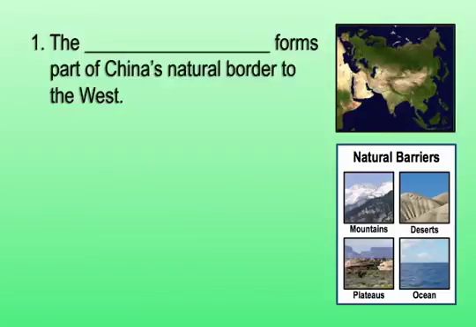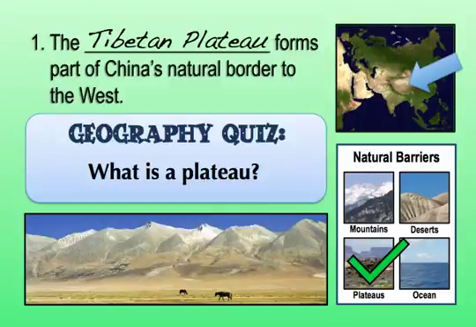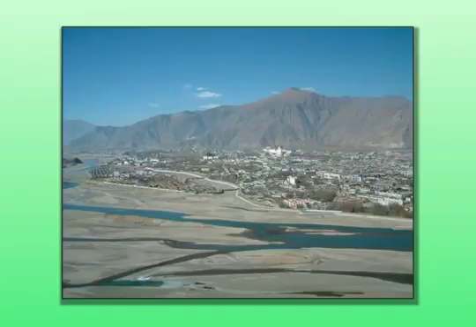The first natural barrier that I want to talk about is the Tibetan Plateau. Go ahead and write that down. Now, in order to understand why the Tibetan Plateau is such an imposing barrier, we first need to make sure that we understand exactly what a plateau is. Do you remember your geographic terms? A plateau is a mostly level expanse of land that is at a very high elevation. Let me give you a photo of what I'm talking about.